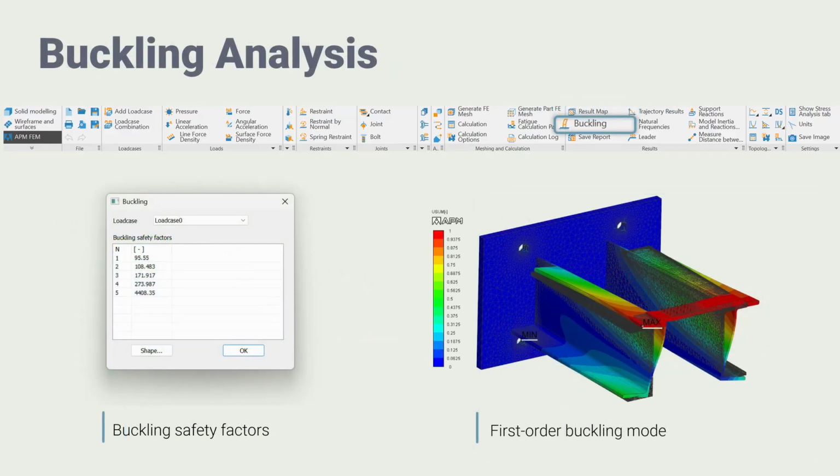When running a buckling analysis, APMFEM provides a table of buckling safety factors. For this assembly, we can see that the buckling safety factor for the first buckling mode is 95.5, meaning the applied load could be increased approximately 95 times before the structure loses stability. This indicates that the structure has a very high stability margin.